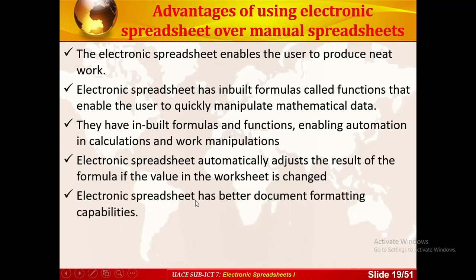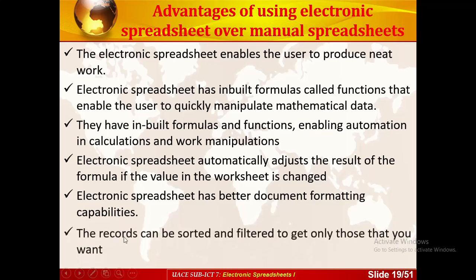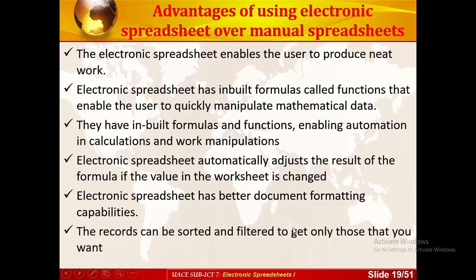Then here, an electronic spreadsheet has better document formatting capabilities like bold, italics, and underline, like in another program. So you don't need to worry about that. Then the records can be sorted and filtered to get only those that you want. Like I've told you, there is what we call sorting and filtering, whereby in case you need letters or names to be arranged alphabetically, that can be done. If you need only specific data, that can also be done under filtering.